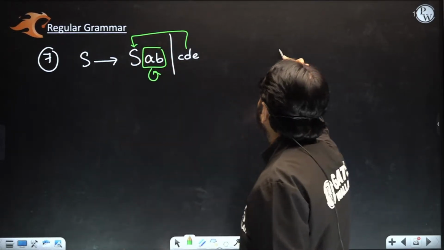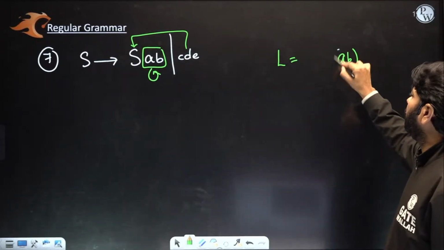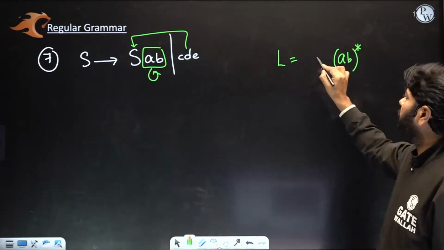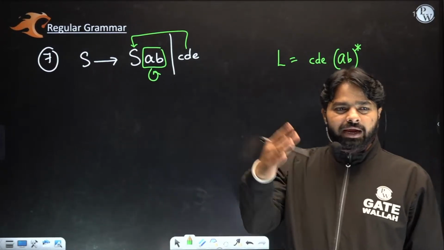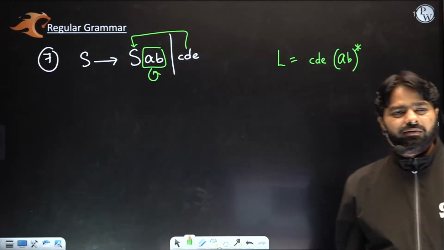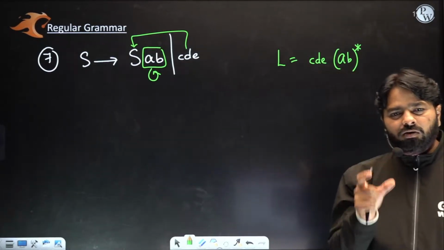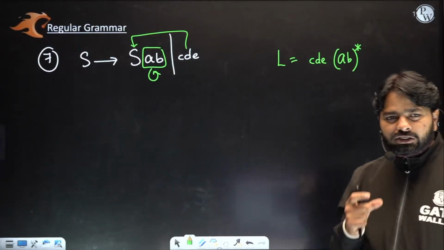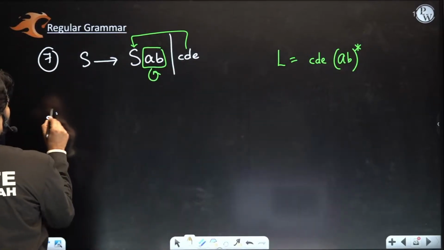So what is the language? First the repeator, put it in the star, and the CDE should come left or right? Left. So you write CDE followed by AB star. That's it. No confusion about where to write CDE. Always look at exactly where the non-terminal is. Is that before or after AB star? By using this, you can easily answer it.